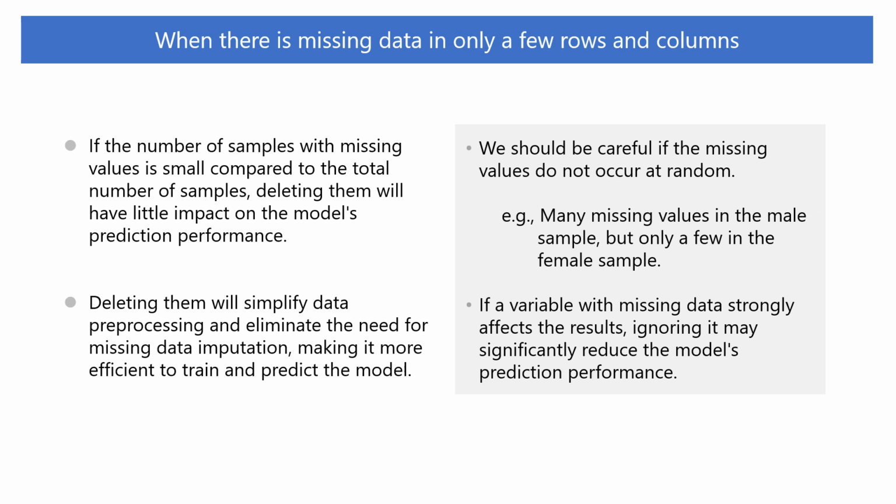However, when deleting data with missing values, we should be careful if the missing values do not occur at random, but follow some pattern. For example, suppose a case where there are many missing values in the male sample, but only a few in the female sample. In such cases, deleting the missing data may introduce bias into the model because the model puts too much weight on female samples.